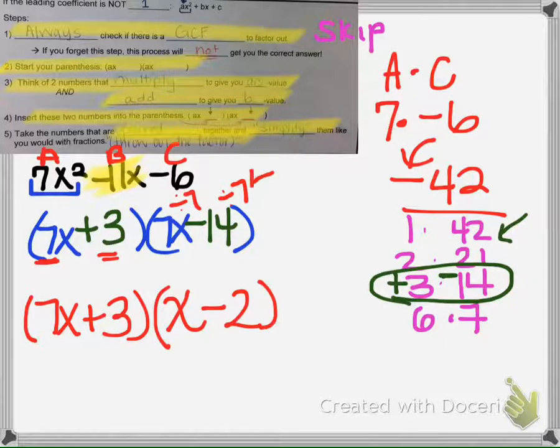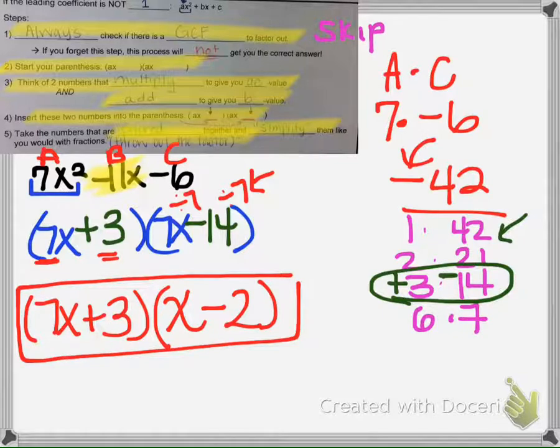And we're just going to throw the 7 out, and we are not going to put it in the front because it didn't go into the original polynomial from the start. The 7 didn't go into the whole thing. So this would be our final answer.